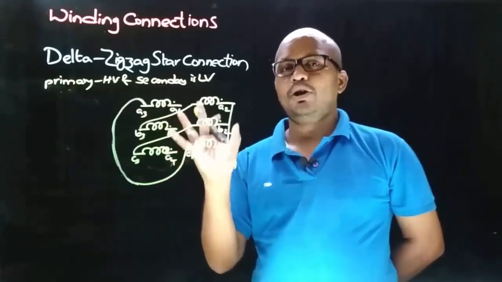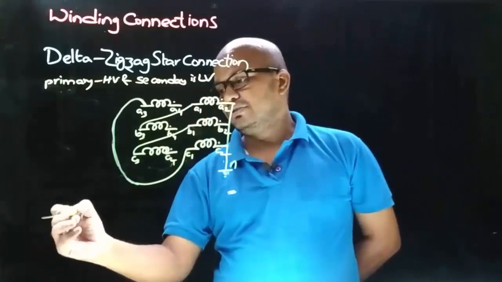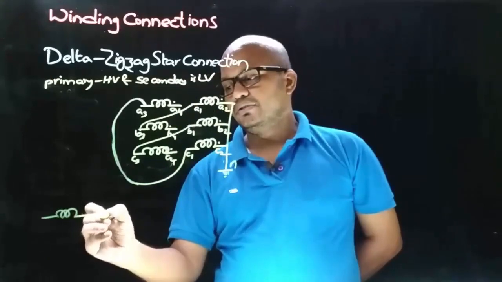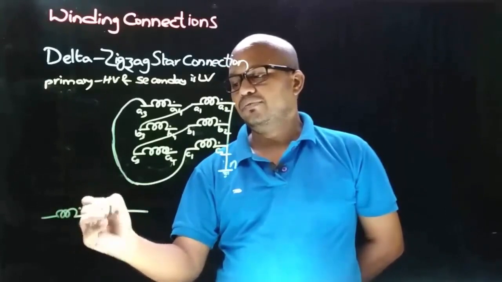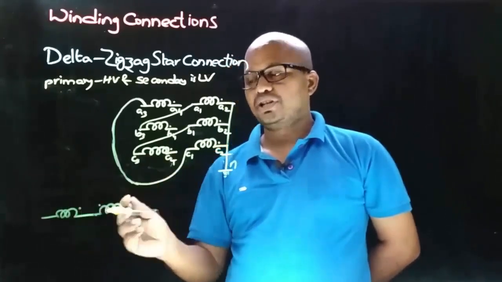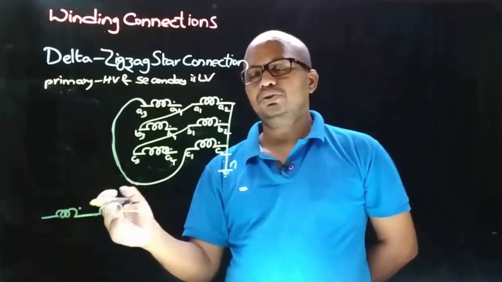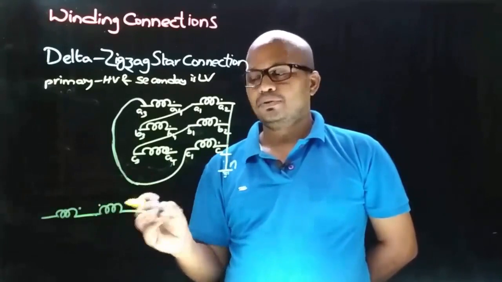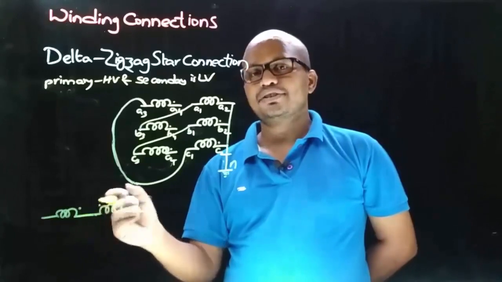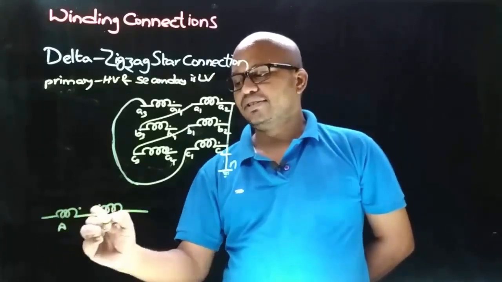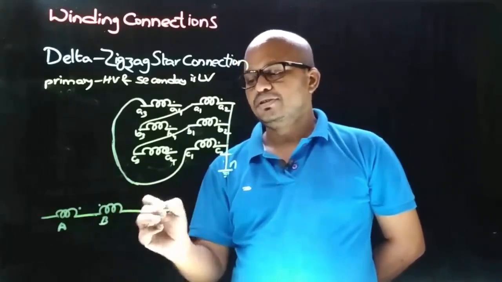Now let's see how the triplet harmonics in zigzag star connection are reduced to 0. Let us consider this is A phase and this is B phase, which are connected in phase opposition. To have phase opposition connection, we need to connect two dot ends of the coils together or two non-dot end terminals of two coils. Here we connected two dot end terminals of the two coils, which is why these two coils are said to be in phase opposition. We are considering this as A phase and this as B phase, and for just a moment, let's consider the C phase also.